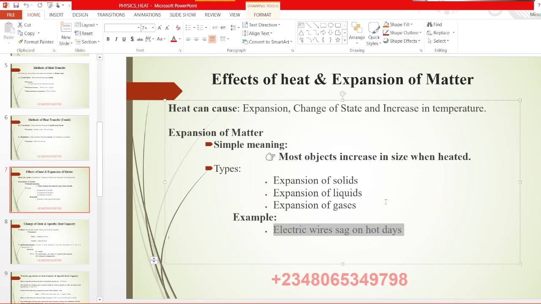This is as a result of heat. And during the rainy season, you will find that these wires never sag. They never tend to fall because there is no heat. So please understand that heat causes expansion. It also causes an increase in temperature and change of state.